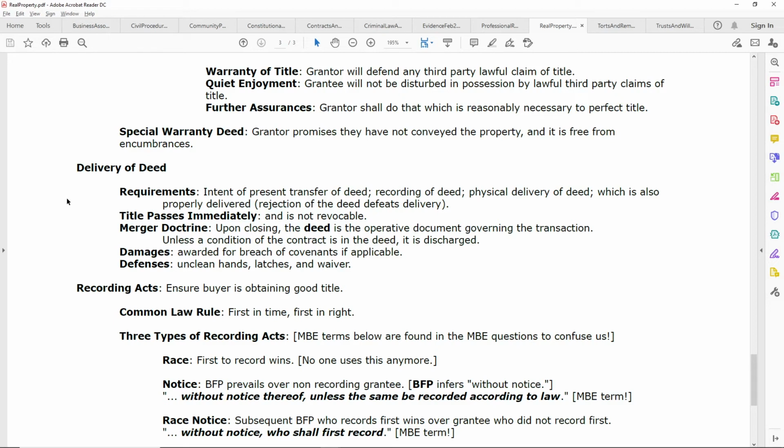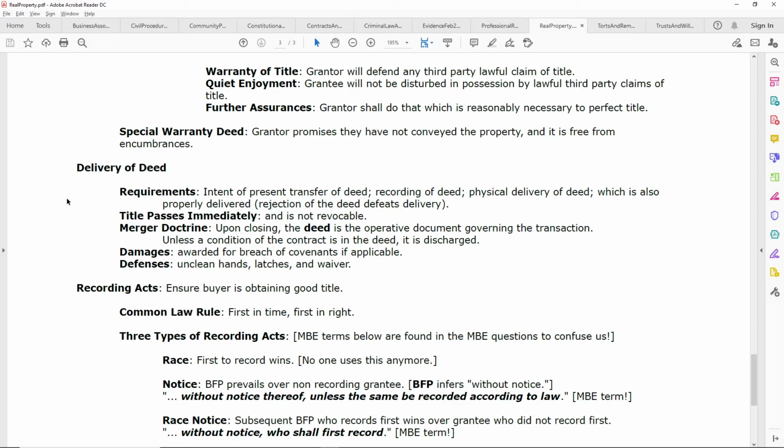Delivery of deed requirements: intent of present transfer of the deed, recording of the deed, physical delivery of the deed, which is also properly delivered. Rejection of the deed defeats delivery. Title passes immediately and is not revocable.